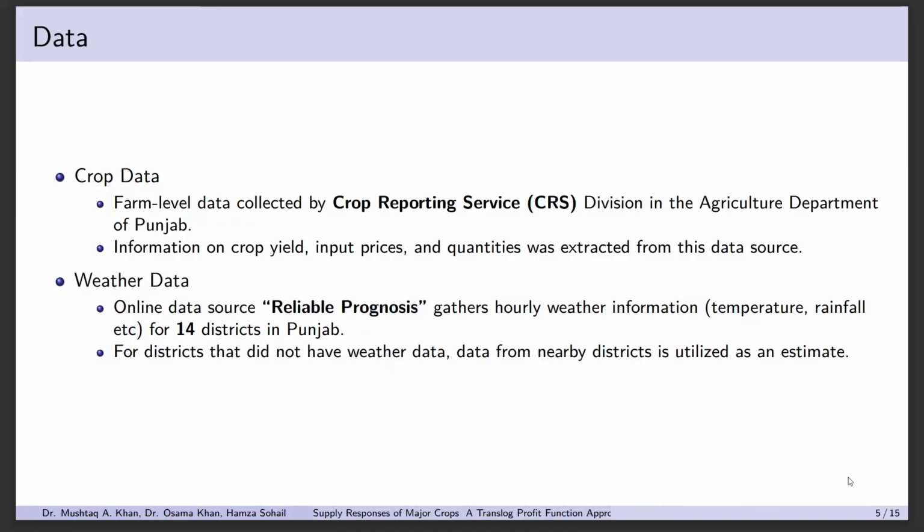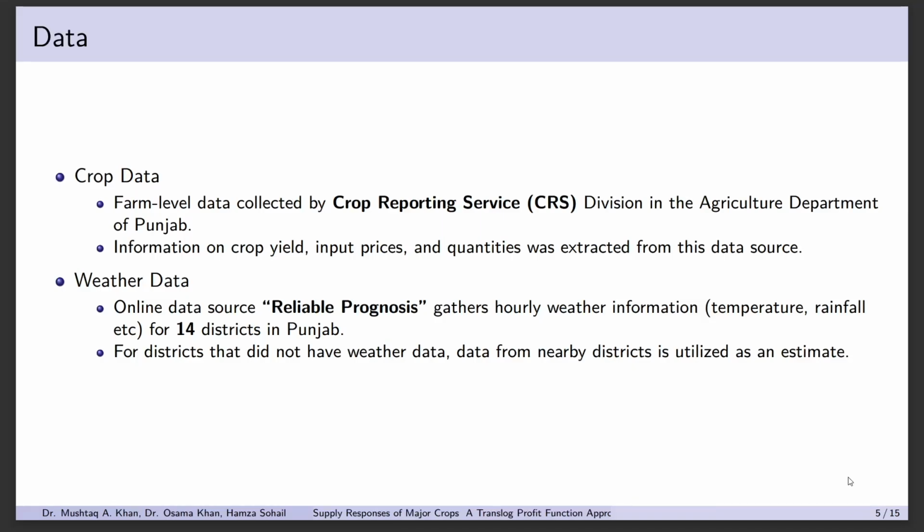So in our study, we are using two main data sets. First is our crop data, which has information on yield values, input costs, input quantities, and other variables as well. This is something that the Crop Reporting Service, which is based at the Agriculture Department of Punjab, collects on a yearly basis. And for our weather data, we're using an online source called Reliable Prognosis, which collects hourly weather information on temperature and rainfall for 14 districts of Punjab. For the districts where we don't have any data, we use the data for the closest district as a proxy.